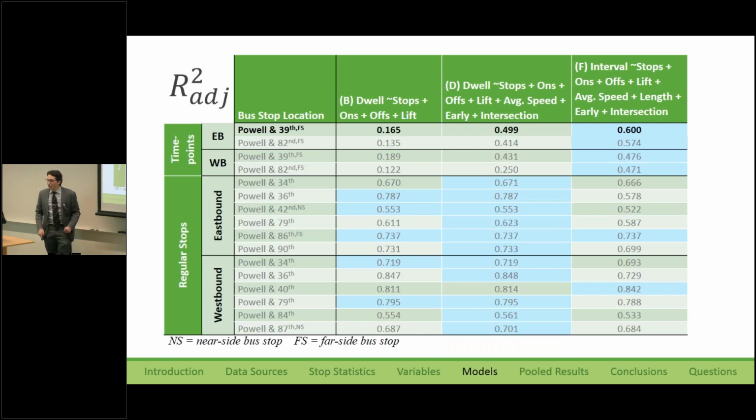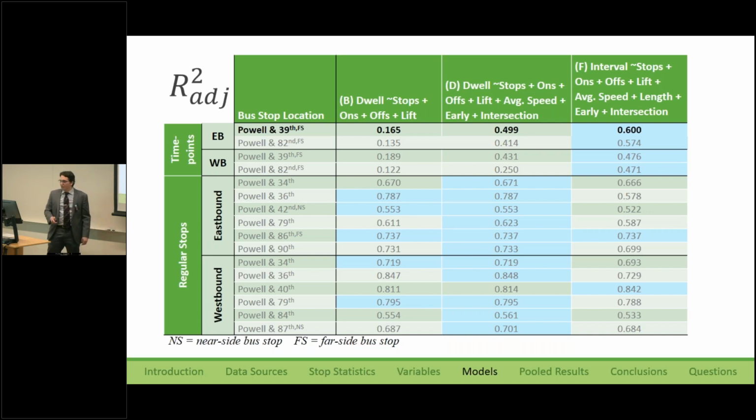And so I'll draw your attention to 39th. 39th is a hard stop to predict. It's a far side stop, it's a time point. And so there are a lot of other factors going into it other than just passenger movements. When you look at the passenger movements alone, 16% of the variability at that stop is actually accounted for. But when you add in the other variables from high resolution data, you end up accounting for about half of all the variability, which puts this on par with other models that have been presented in the past that traditionally excluded stops like 39th.